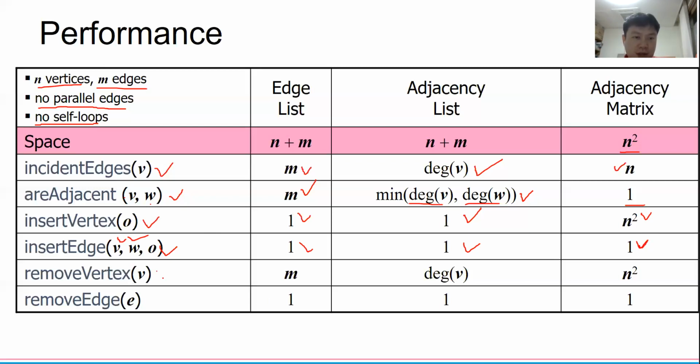If you are removing a vertex, it will take m times for the edge list. It will take degree of V for the adjacency list, and n power of 2 for the adjacency matrix. But if you just want to remove an edge, it will consume 1, 1, and 1.